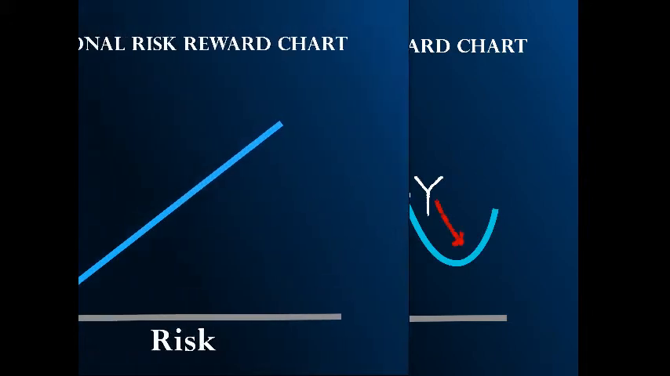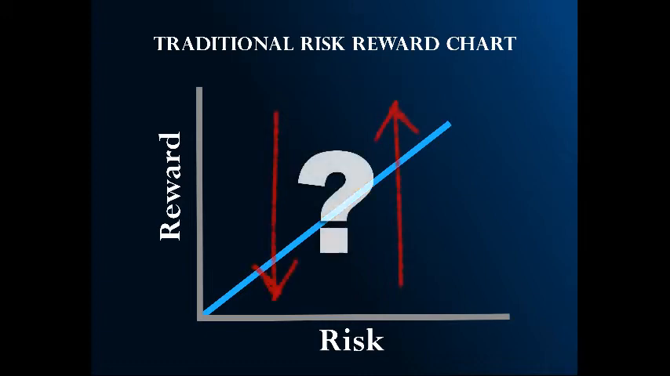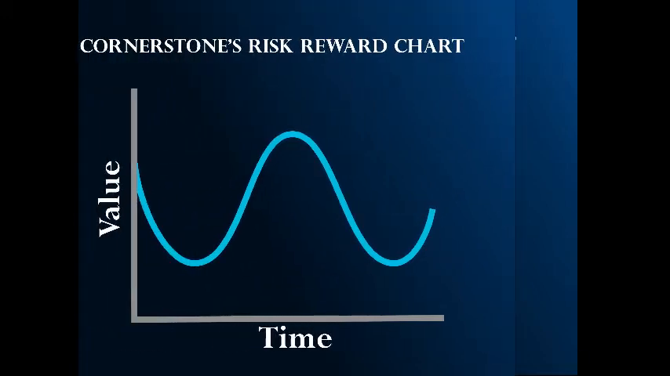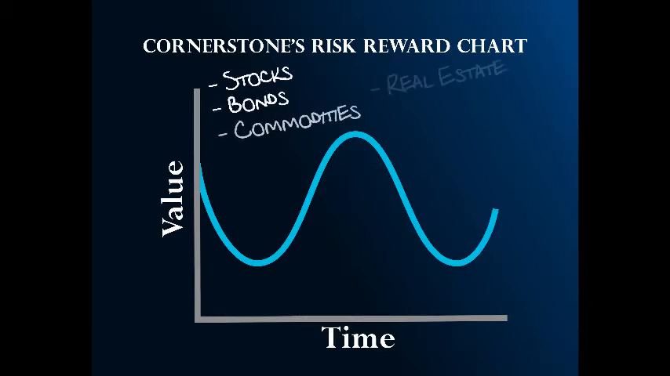The traditional chart fails to indicate whether the cycle is rising or falling, so while the investment might have the appropriate risk-reward relationship on paper, you have no idea which side of the cycle it is on. Remember, this is a theoretical chart, just like the traditional risk-reward chart, so there are no numbers or scale. This theory can be applied to anything that has a cycle: stocks, bonds, commodities, real estate, collectibles, you name it.